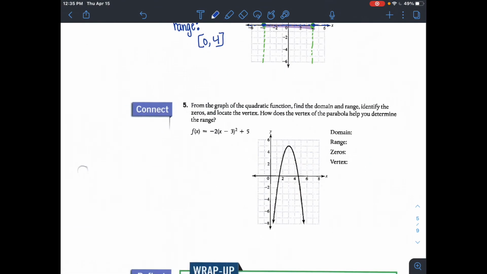And I think number 5 is our last one. So from the graph of the quadratic function, find the domain and range, identify zeros, and locate the vertex. How does the vertex of the parabola help you determine the range?